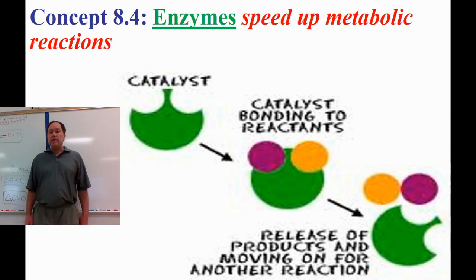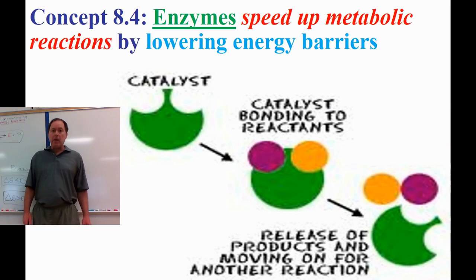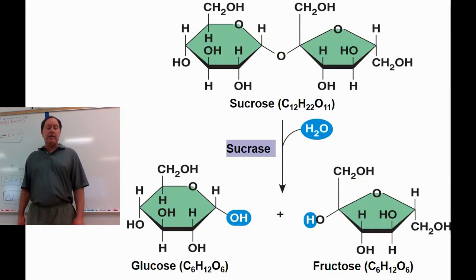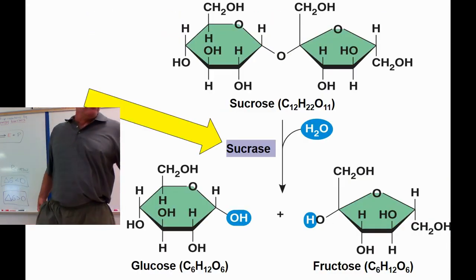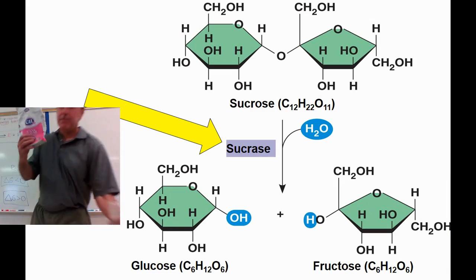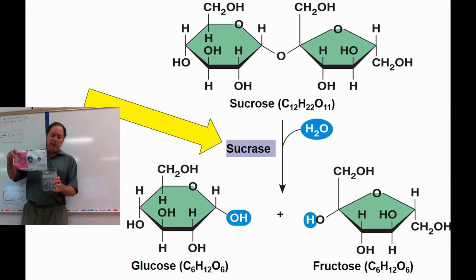The title of 8.4, it says, enzymes speed up metabolic reactions by lowering energy barriers. Just remember, what enzymes do is they speed up reactions. I'll show you what the energy barrier thing is in a second. So let's imagine that we have some sucrose, good old table sugar. You've seen it a lot so far this semester. And we pour it into water.